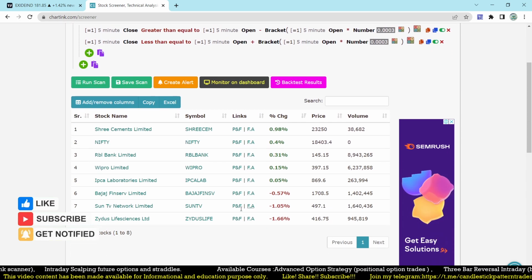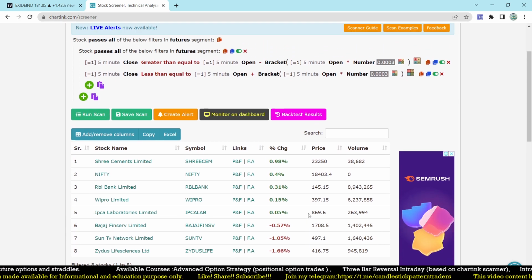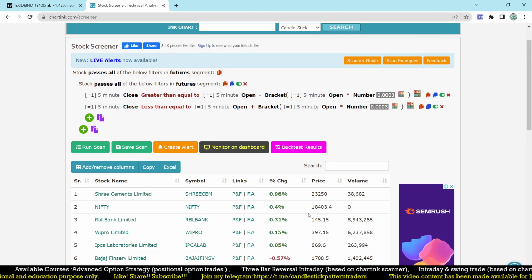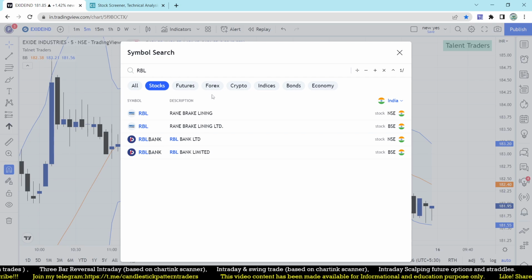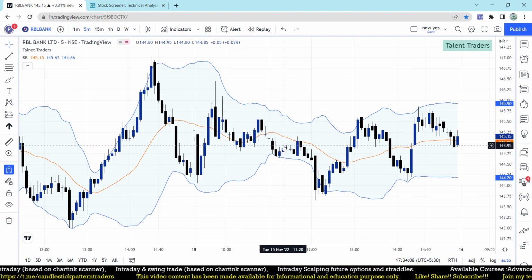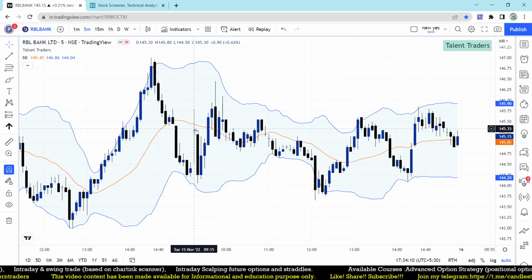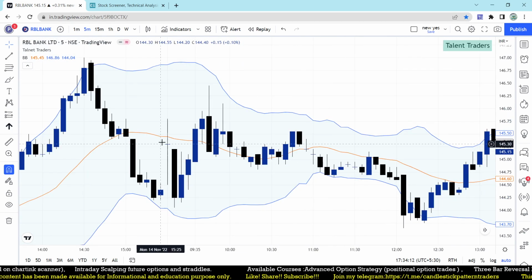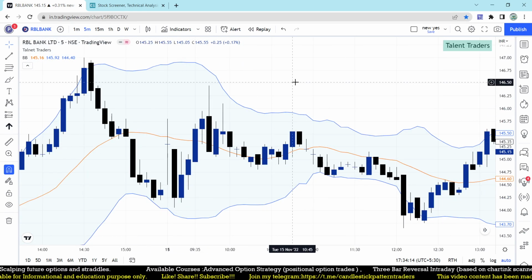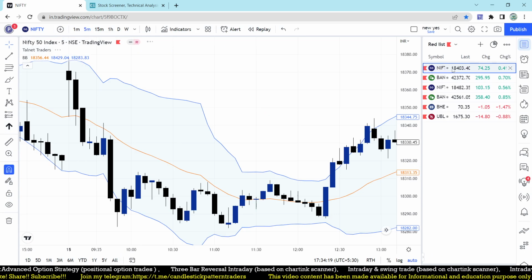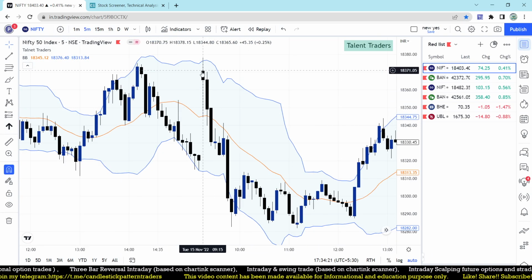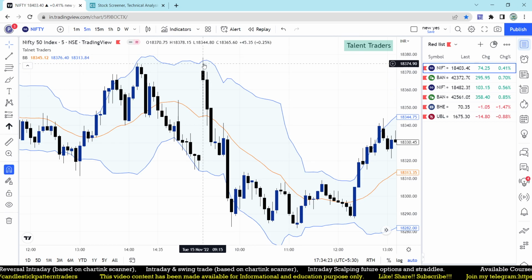So let's see, these are the stocks. Maybe the first 5 minutes candle is a doji. Let me check whether it is right or wrong. Bank Nifty, maybe for the first 5 minutes, this is exactly a doji candle. Nifty is also showing a doji. Let me go to Nifty and see what's happening. Maybe it's a doji, but not a big difference.